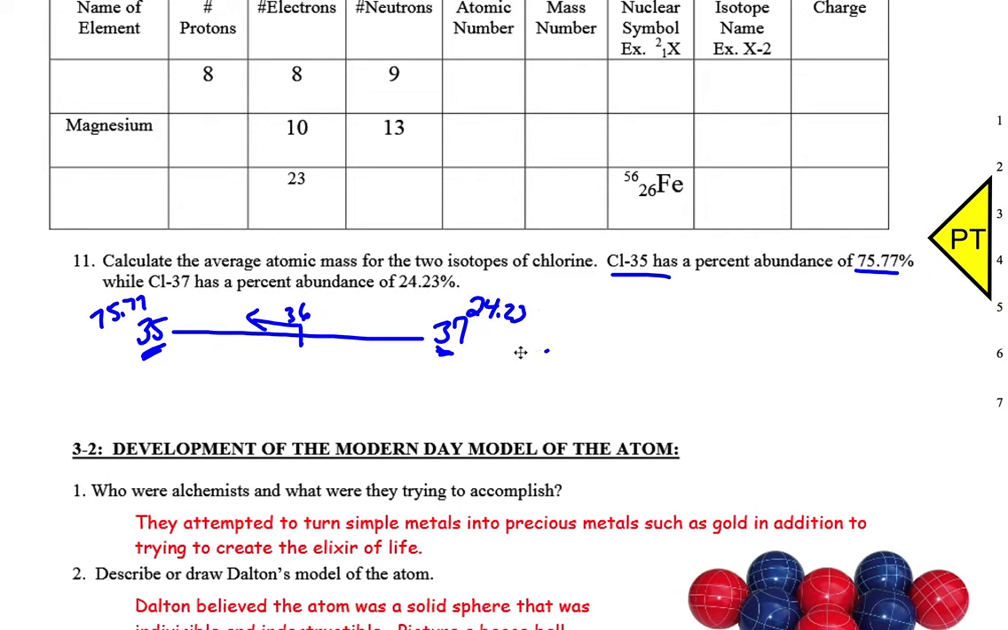You multiply 35 times the percentage. Move your decimal 2 places. We're not putting 75.77% in, we're putting 0.7577 in your calculator. And then you're going to multiply 37 times 0.2423, and you're going to get your subtotals. And when you average them out, I forgot to do this, so I have to run the numbers. Hold on one second.